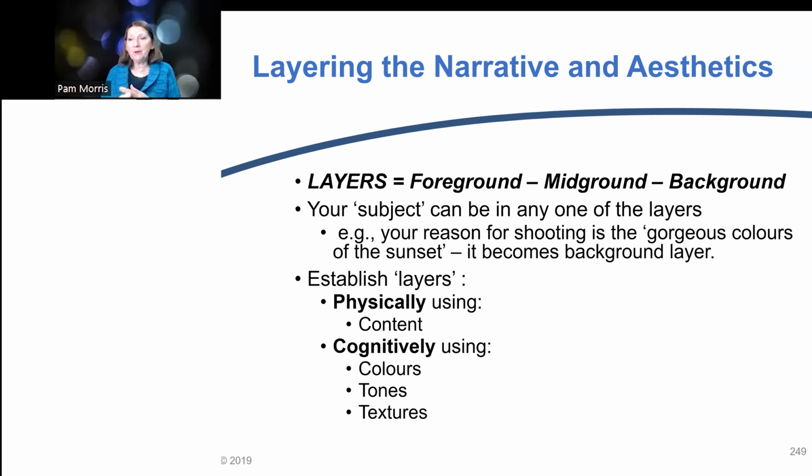When I talk about complexity, I'm talking about complexity of narrative rather than visual complexity, because as we've spoken about before, the simpler we can make an image from a confusing perspective for the viewer, the better the image. But we're talking about complexity in terms of the narrative and the aesthetics of engaging the viewer. We can layer an image using its content, the actual objects within the image, and we can also cognitively layer images using colours, tones and textures.